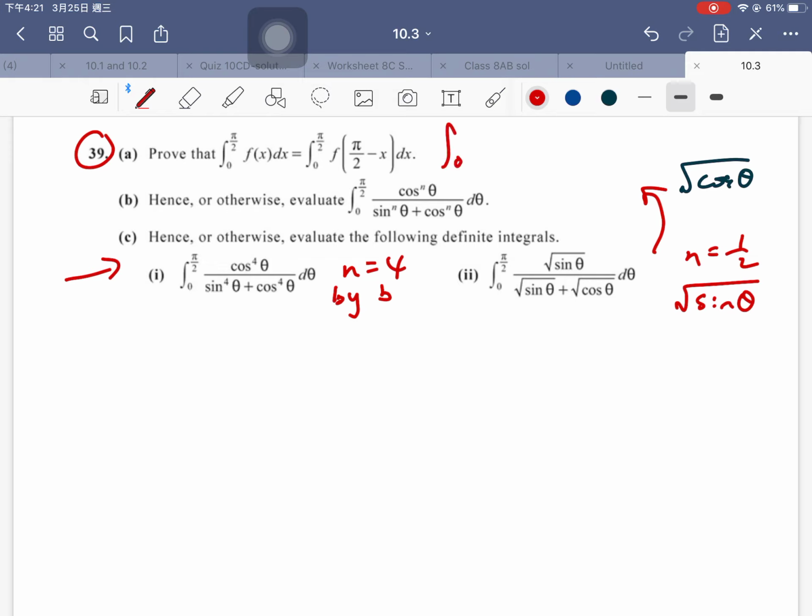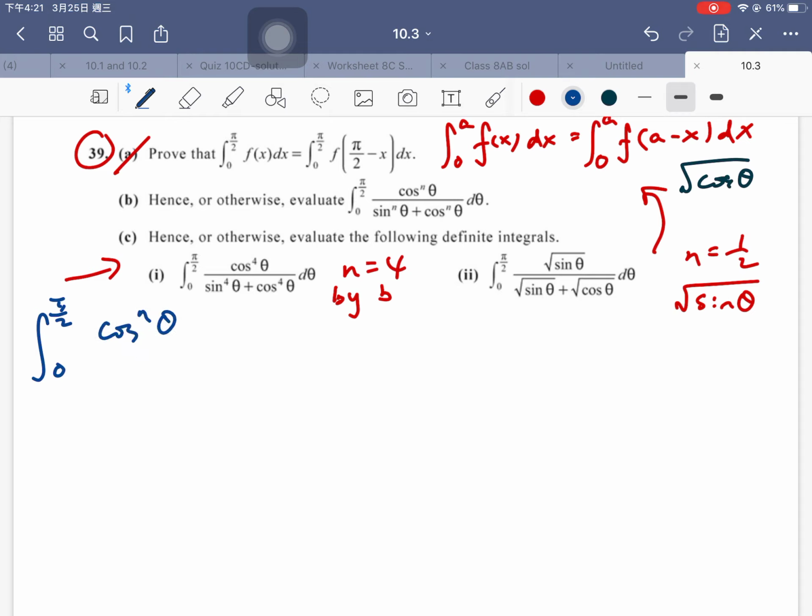We have done this kind of question a few times. If I call pi over 2 is A, you should notice that you have done this kind of problem a few times. This is absolutely correct, so I'm not going to do part A here. I do part B. Part B, integrate from 0 to pi over 4 cosine n theta over sine n theta plus cosine n theta. Okay, from this is part A.